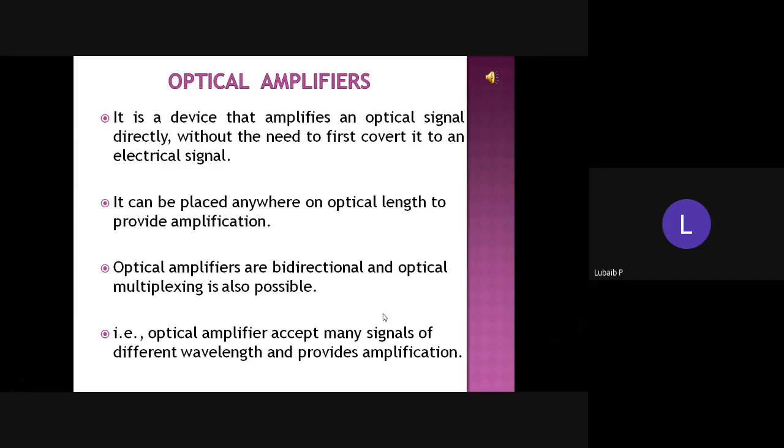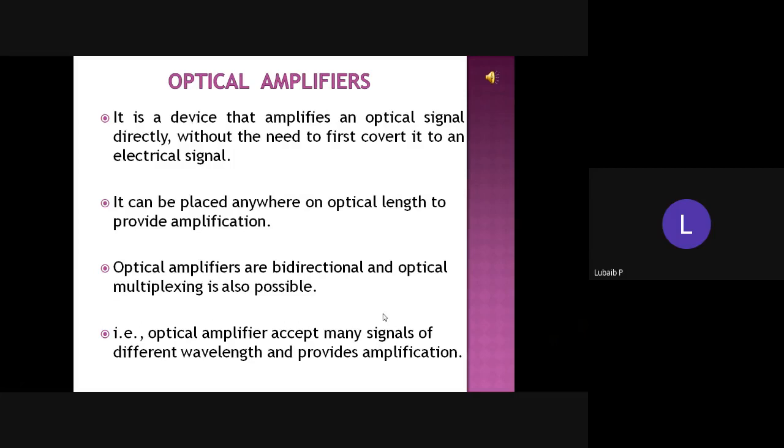It is a device that amplifies an optical signal directly, without the need to first convert it into an electrical signal. That is, here we are using optical amplifiers to amplify the optical signal. If instead of optical amplifiers we used electrical amplifiers, firstly we should convert the optical signal into electrical form. Then, in this electrical form, we perform the amplification, and after the amplification, we need to convert it again into an optical signal. So these processes are replaced by using optical amplifiers.